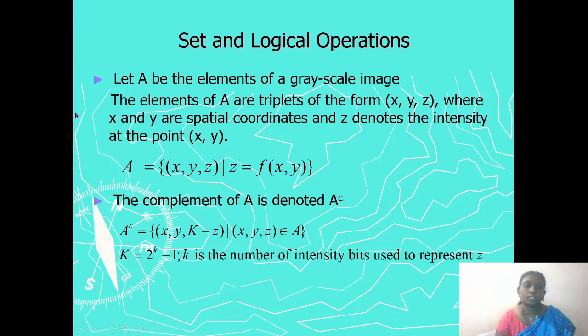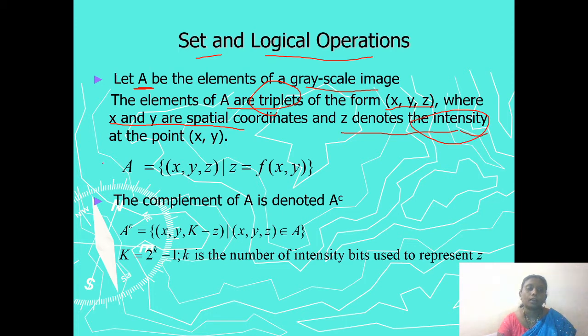Now set and logical operations. So here the set and logical operations, we know very well this. Let A be the elements of a grayscale image. Then elements of A are triplets here, meaning the form of a triplet is x comma y comma z, 3 coordinates, where x and y are spatial coordinates and z denotes the intensity value.